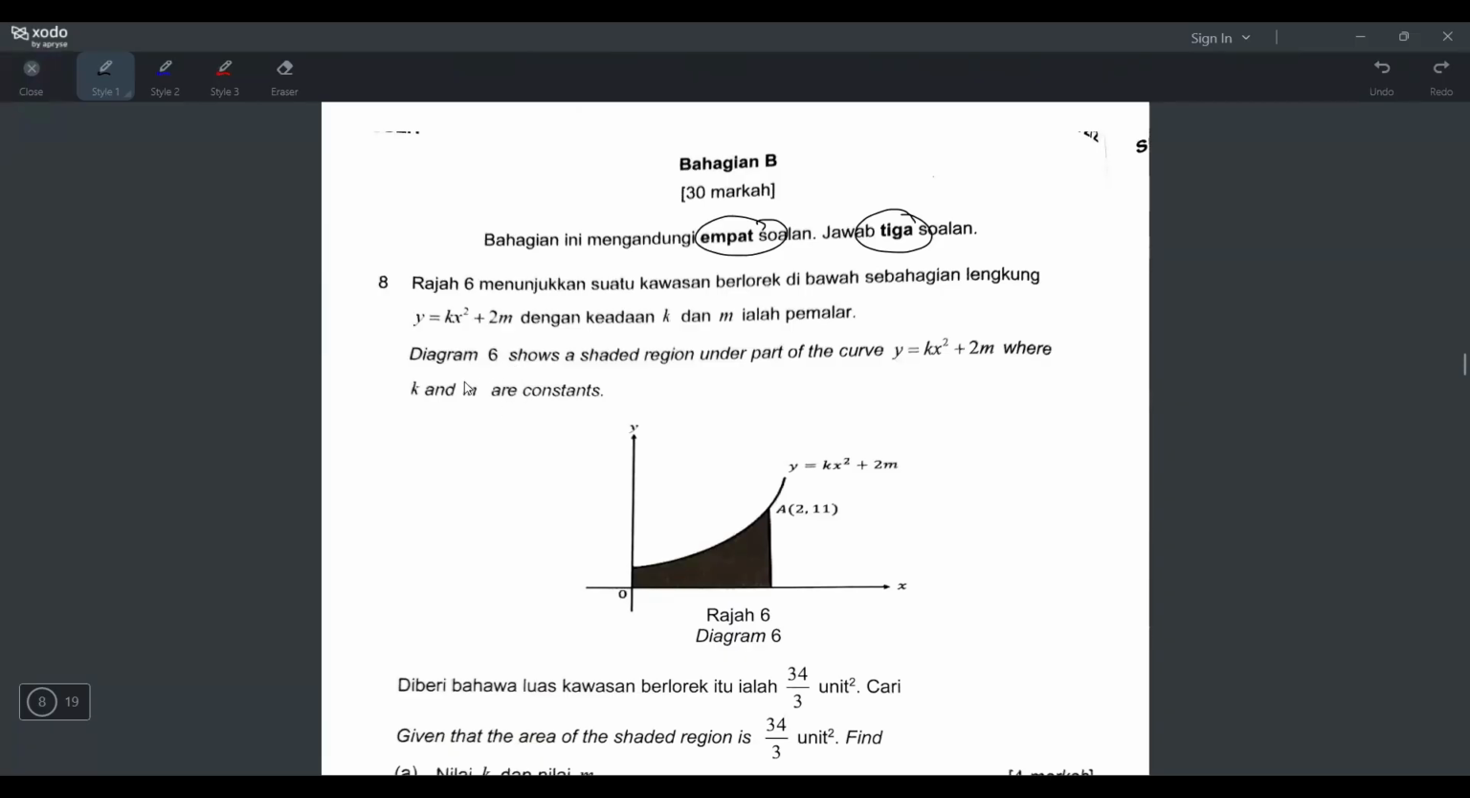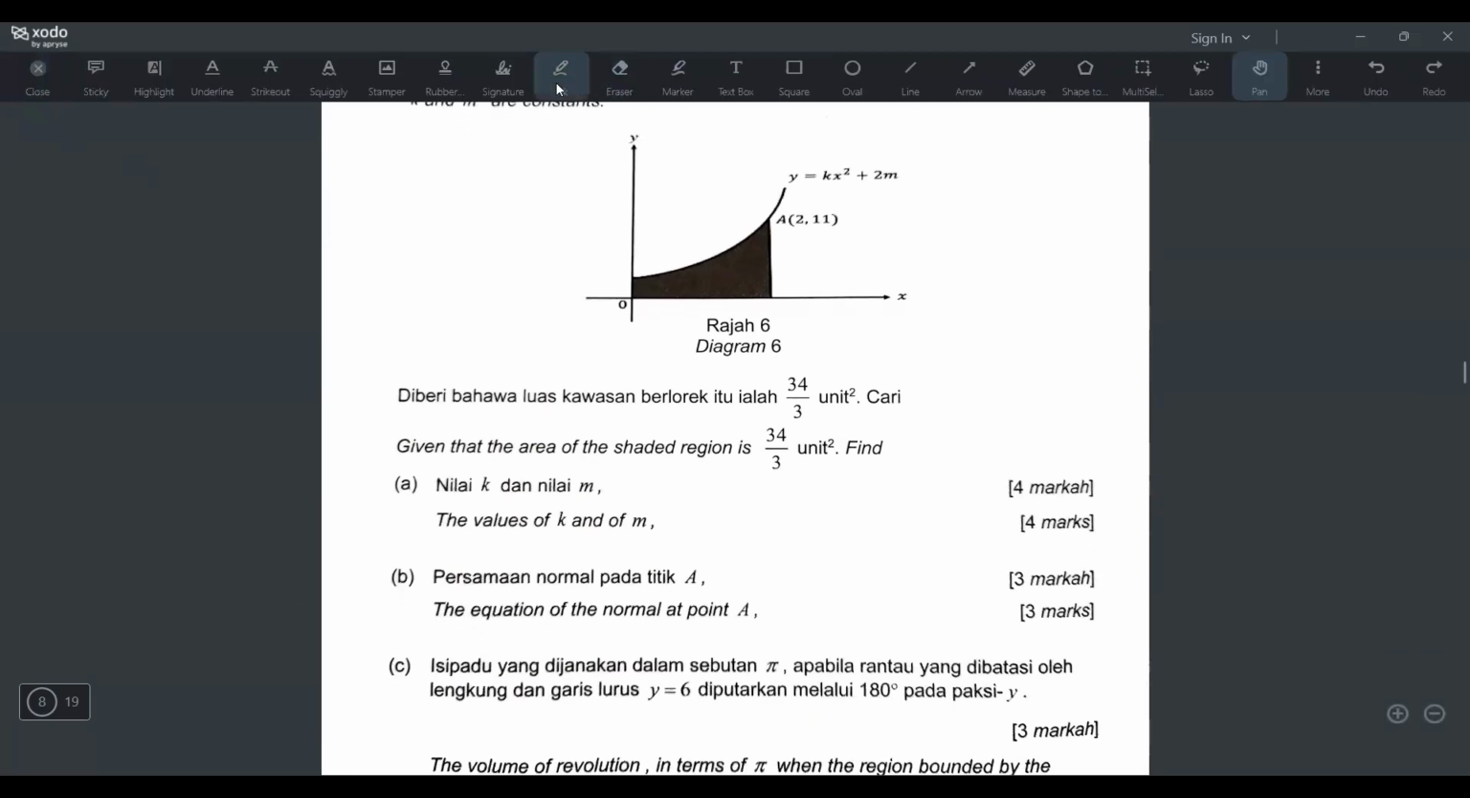This is integration, confirm. Okay, diagram 6 shows a shaded region. Okay, I see it. Under the part of the curve y equals kx squared plus 2m. Okay, they labelled nicely for me, no problem. Where k and m are constants, it means the equation they don't want to give you, because it's not complete. But it's okay. Let's just see what else they say. Given that the area of the shaded region is 34/3.